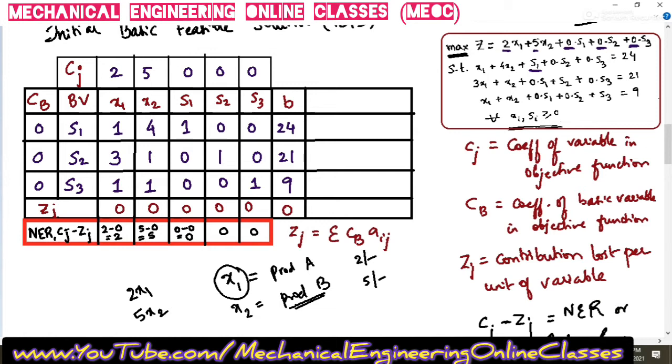This is the profit. This 2, this 5, this 0, this 0 and this 0. These are the profits when we introduce those variables into the solution. So if I am picking this particular 2, if I am taking x1 into the basic variable set, then one unit of x1 is giving me 2 profit. So x1 number of units will give me 2x1 profit.